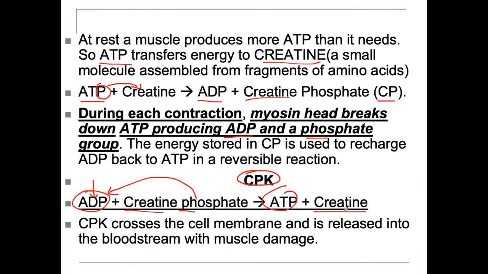CPK can cross the cell membrane and is released into the bloodstream when muscle is damaged. So if this is a muscle, let's say a cardiac muscle cell, and you have CPK in there, this enzyme, if this ruptures and opens up and CPK leaches out, the amount of CPK in your bloodstream goes up. And this is when muscle cells are breaking down. So someone can have a massive heart attack. Muscle cells are breaking down. They can tell by measuring the CPK enzymes in the blood.